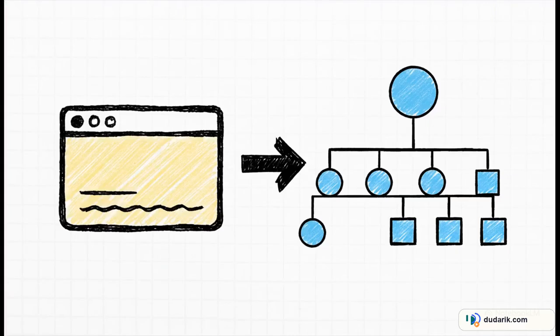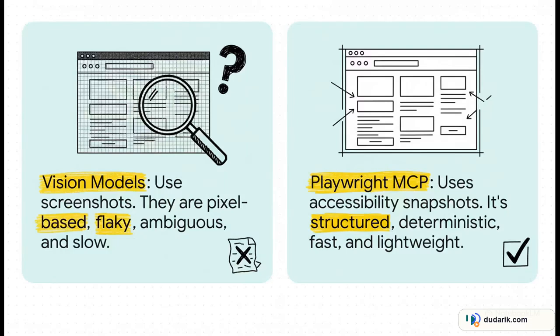So instead of looking at pictures of the web page, Playwright MCP plugs directly into the browser's accessibility tree. Now, if you're not familiar with that, it's basically a structured map of the web page. It's the same tech that screen readers use to describe a page to visually impaired users. And what that means is the AI gets a perfect, crystal clear blueprint of the page, all its buttons, links, forms, everything.